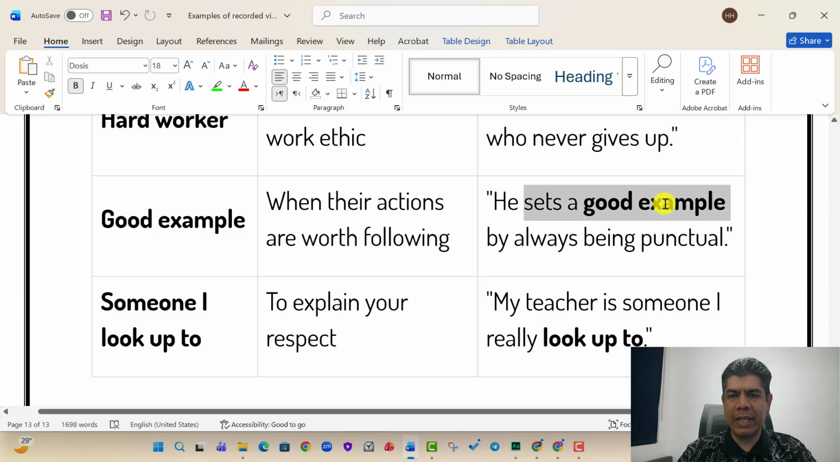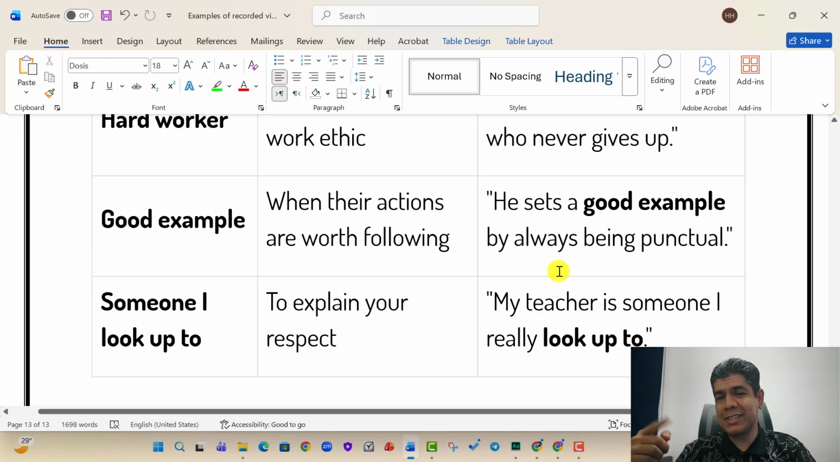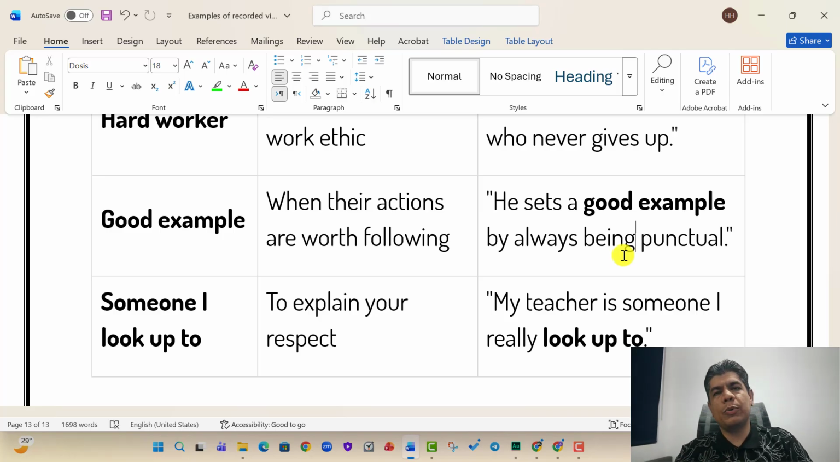Remember, this is a perfect collocation. He sets a good example by always being punctual. Okay? And punctual means on time. Remember, punctual is an adjective, punctuality is a noun. And always remember this, that using nouns gives you a better score than using adjectives because they're among less common types of expressions and structures. So you could say that my mom or my teacher is a punctual person, or you could say that he respects punctuality much. The second one will give you a better example because punctuality is the noun.